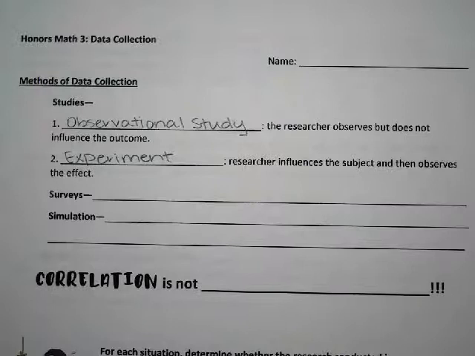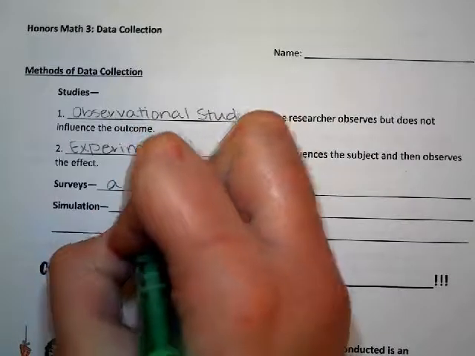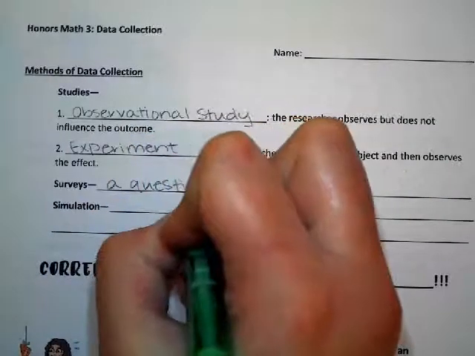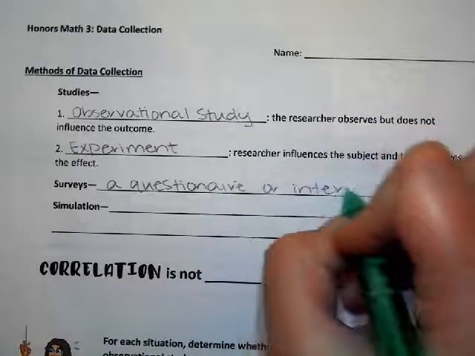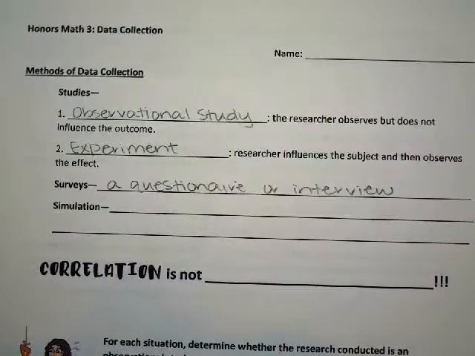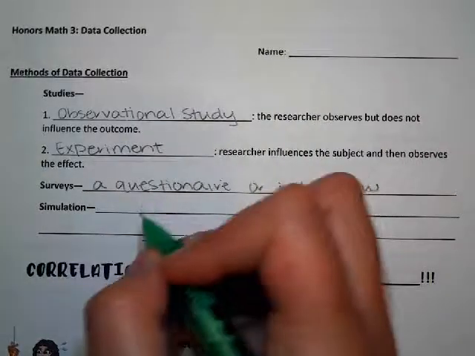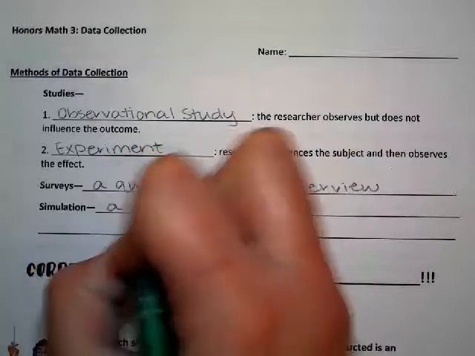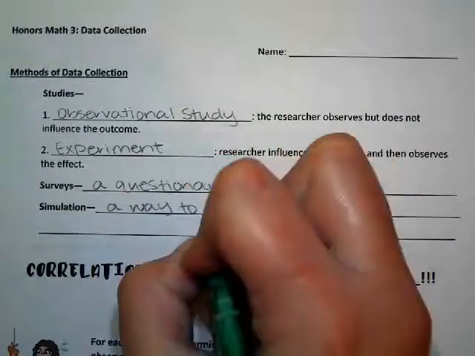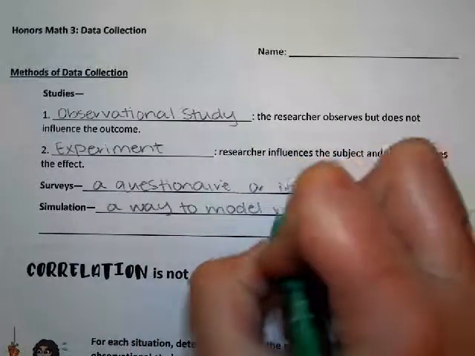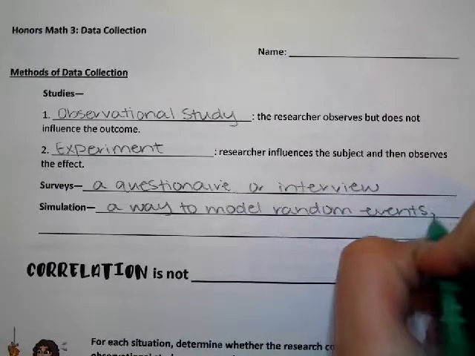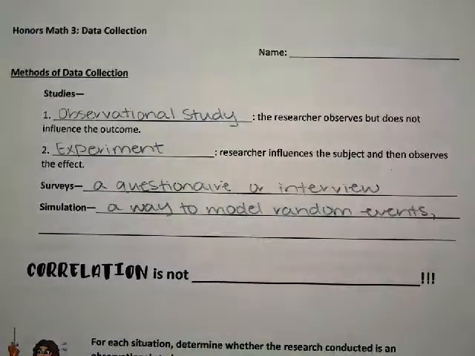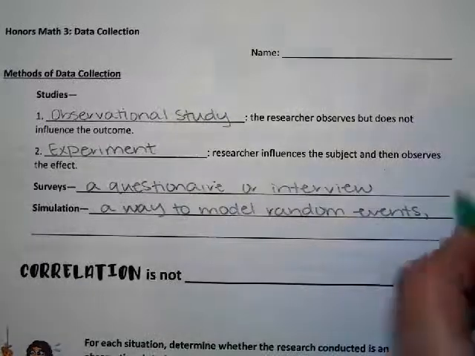All right. Another type of data collection is a survey. A survey would be considered a questionnaire or an interview. And then last, we have a simulation. A simulation is a way to model random events such that simulated outcomes closely match real world outcomes.